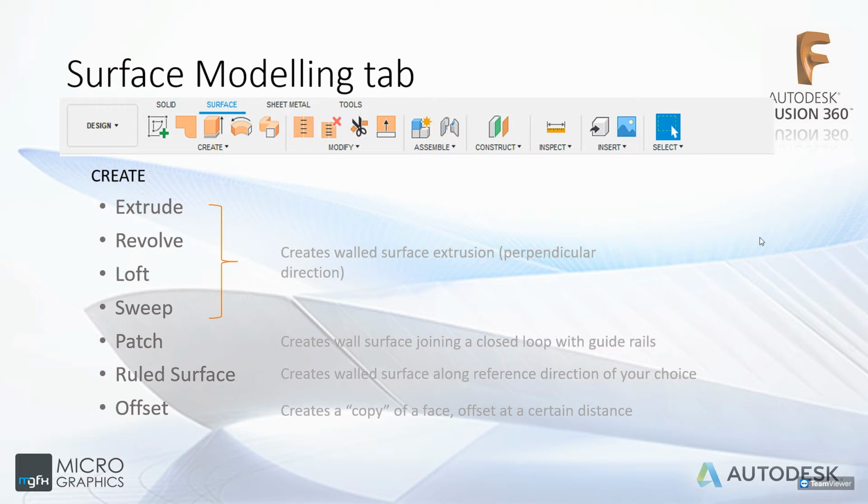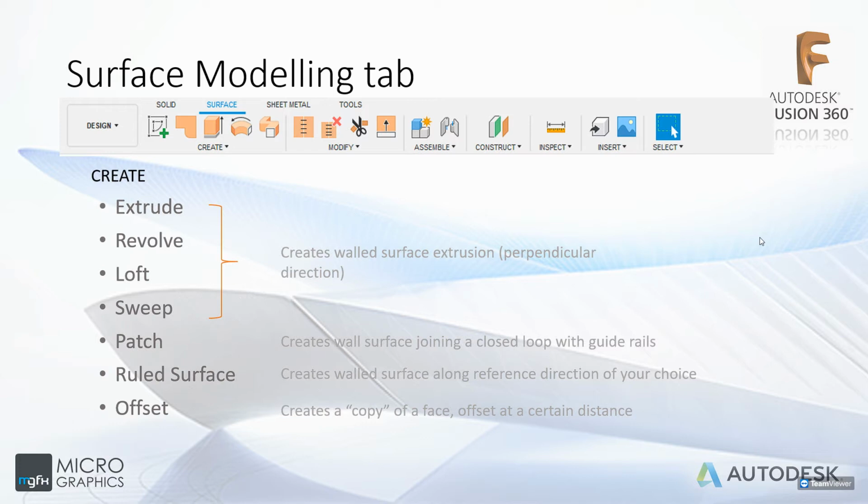So let's take a look at that create panel. We'll have extrude, revolve, loft, sweep, right? I've highlighted the first 4, and those create thin wall surface extrusion, and I put in brackets there in the perpendicular direction, meaning it pulls out in a third dimension that's perpendicular to the plane that you have sketched on. So keep that in mind, as when we come to ruled surfaces, you'll see that's slightly different.